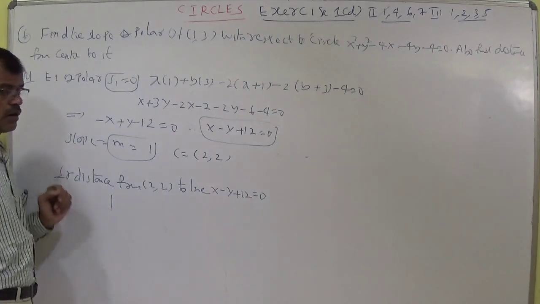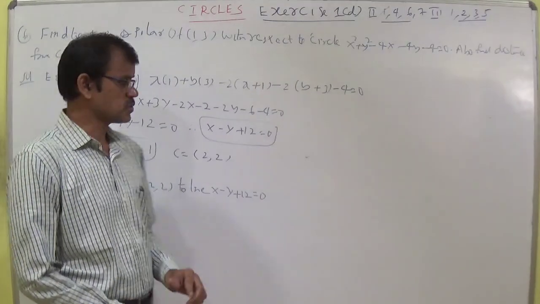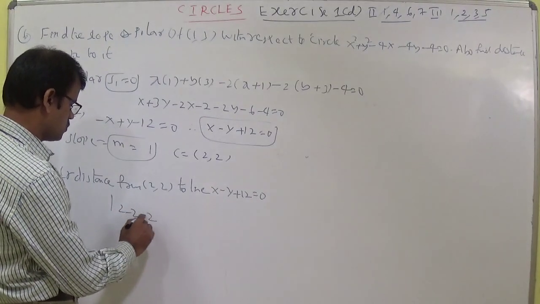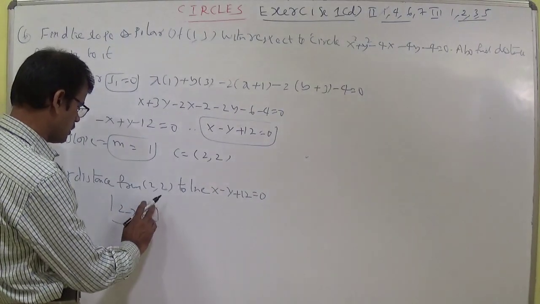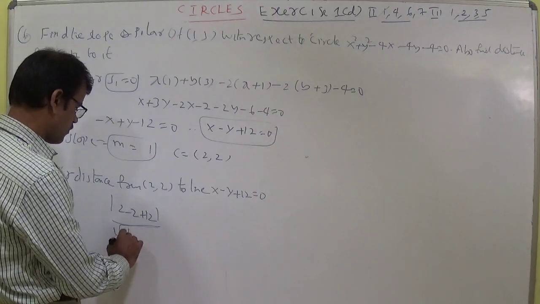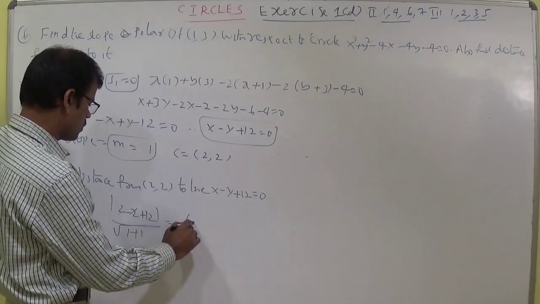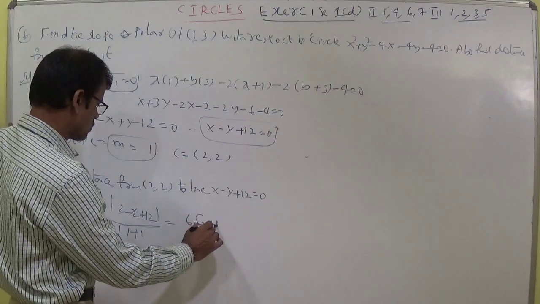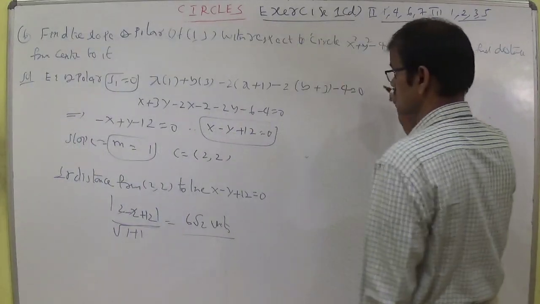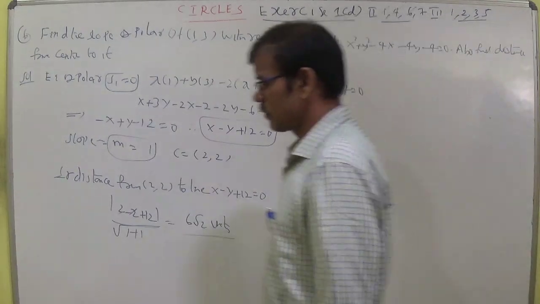Remember the formula: modulus of ax1 plus by1 plus c by root of a square plus b square. Here, modulus of 2 minus 2 plus 12 over root of 1 plus 1. So the 2 gets cancelled, and 12 by root 2 you can write as 6 root 2 units. This is the perpendicular distance from the center to the polar.